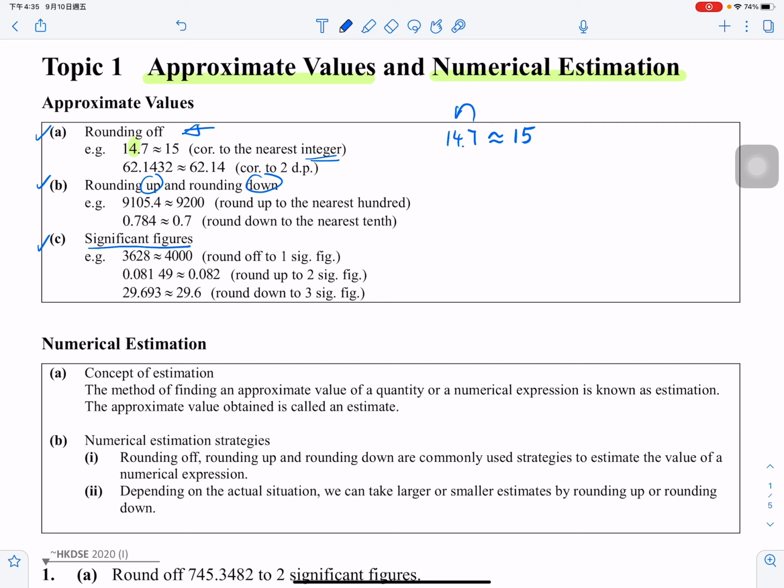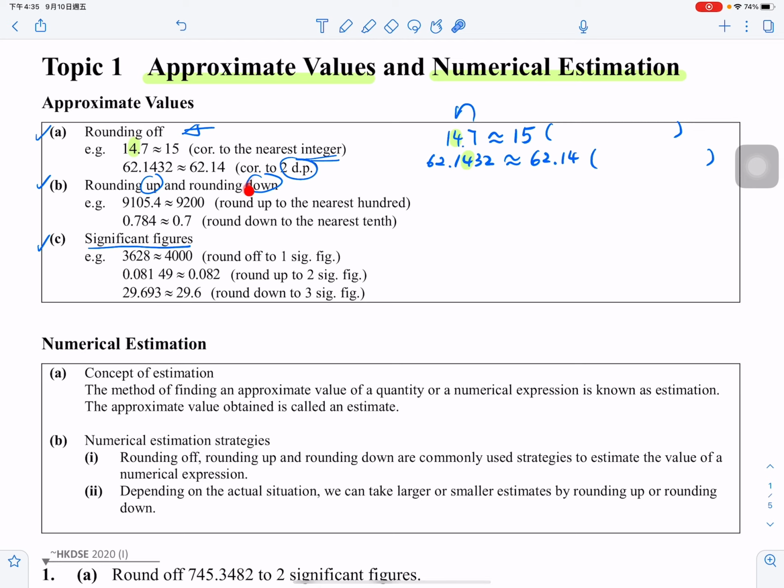For example, 62.1432 correct to 2 decimal places means we focus on this digit. So check that 3 is not equal to or greater than 5. That means we'll write this as 62.14 only. Remember, use the bracket to write down which digit you're rounding off.